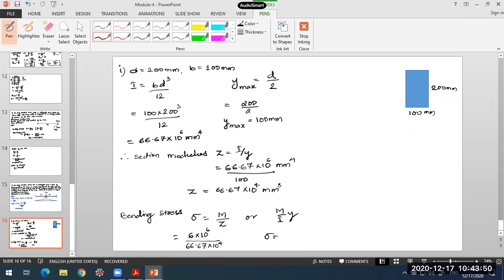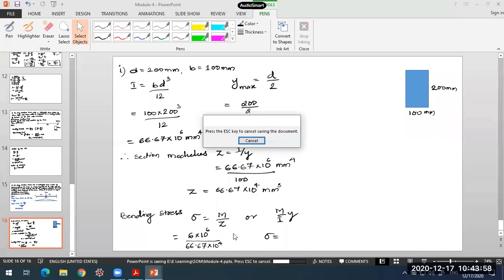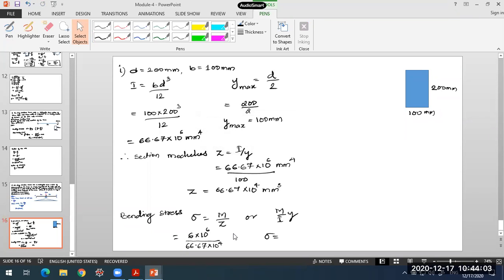So this sigma, the bending stress, will come out to be, in the first case, 9 Newton per mm square. This is 9.0 Newton per mm square. So this is what it is in the first case.